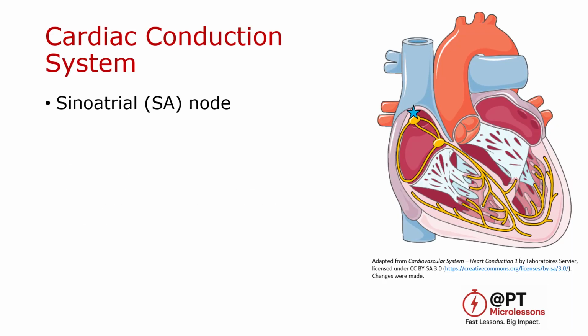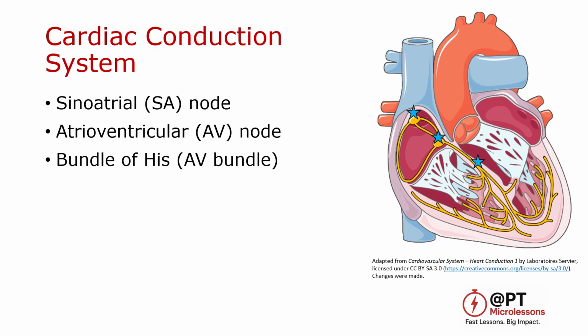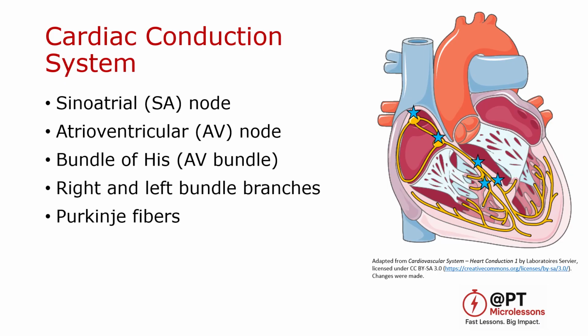The heartbeat begins in the SA node, the heart's natural pacemaker. The electrical impulse then travels to the AV node, where it briefly pauses before continuing through the bundle of His, the right and left bundle branches, and finally the Purkinje fibers. This coordinated electrical pathway ensures that atrial contraction occurs before ventricular contraction, maximizing cardiac efficiency.